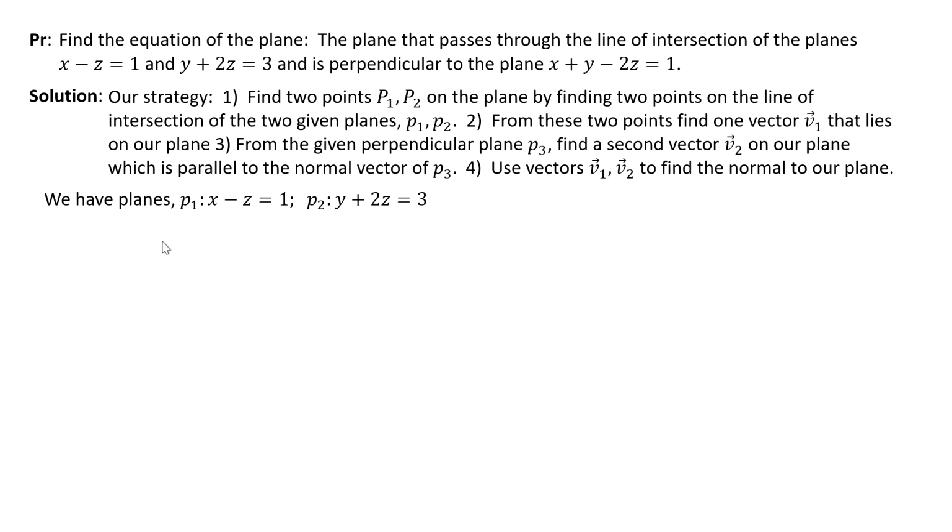So we have planes P1 to be x minus z equals 1 and P2 is this. And so can we find 2 points on this plane? How do we do that? Check this out.